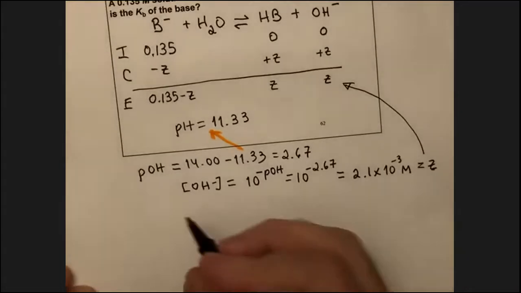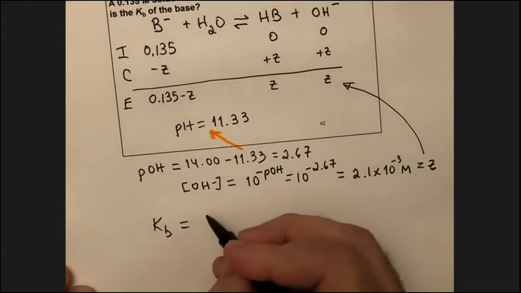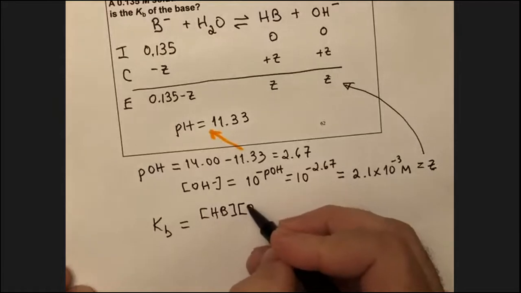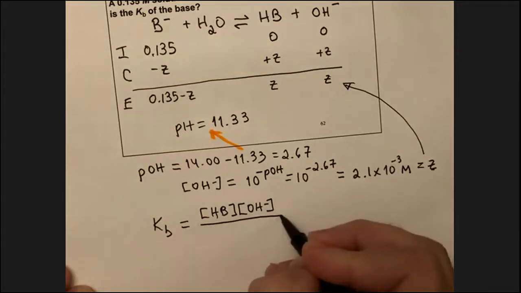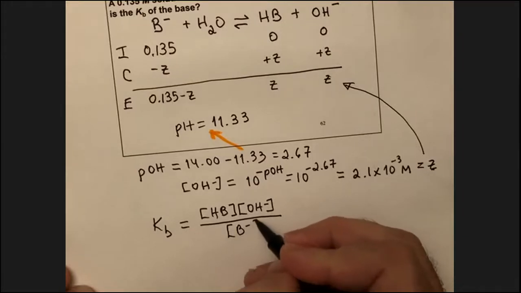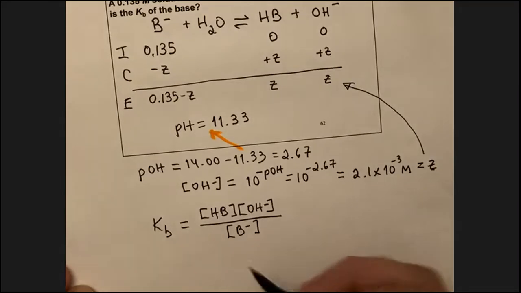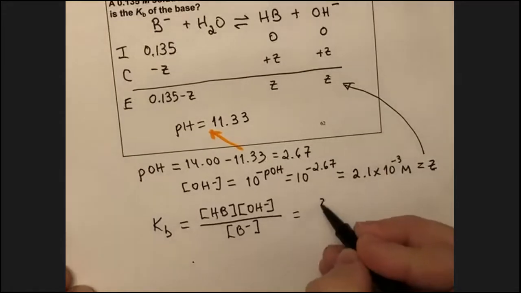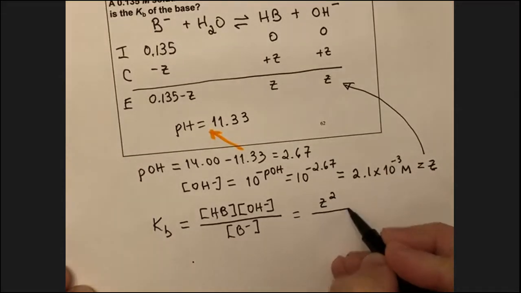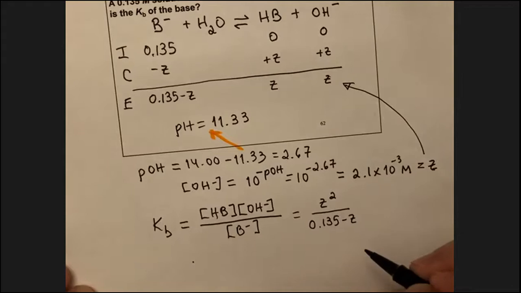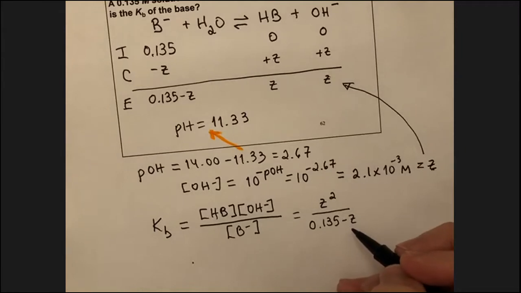So what I'm going to do now is, again, Kb is going to be the concentration of the conjugate acid times the concentration of hydroxide ions divided by the concentration of my base. So that is going to be, again, Z squared divided by 0.135 minus Z. And you know what? I can choose to do the approximation or not. It doesn't matter because I have the value of Z, right?